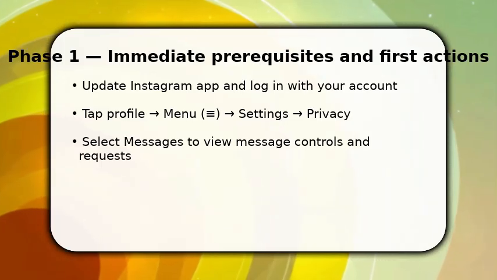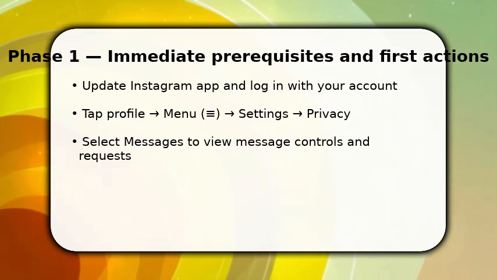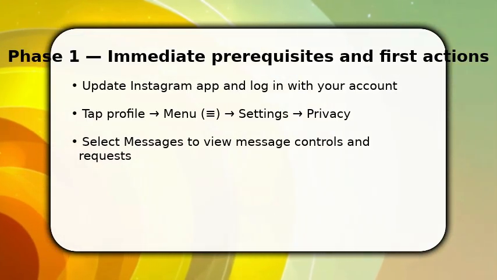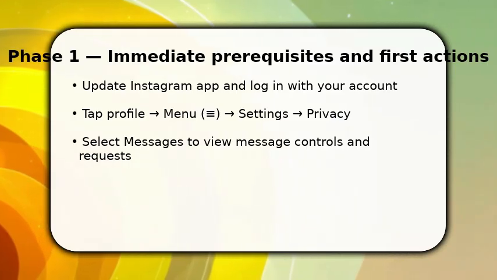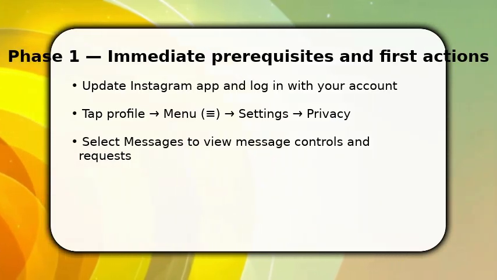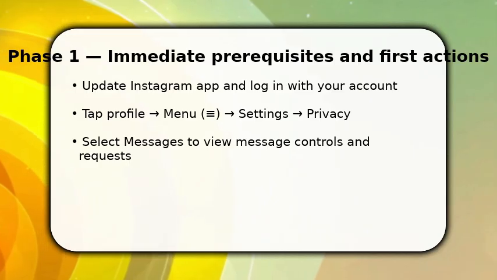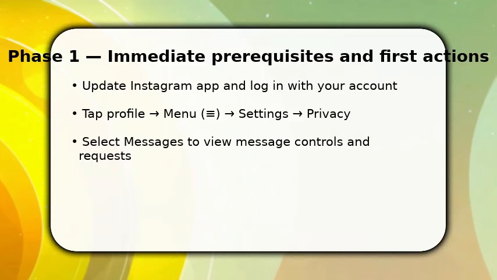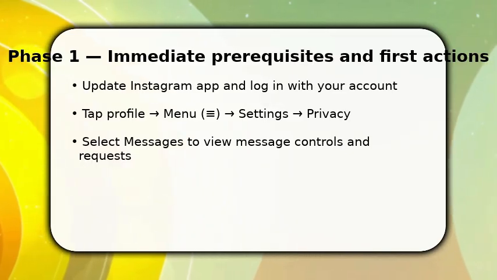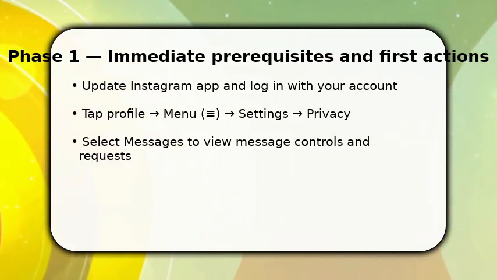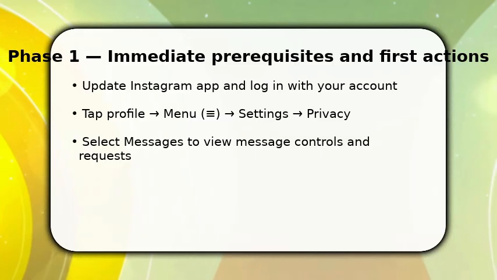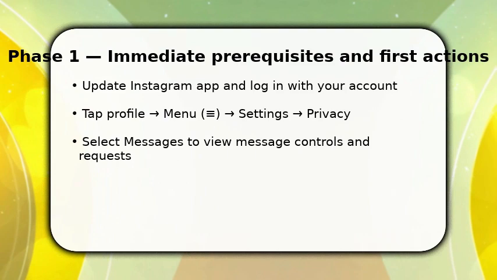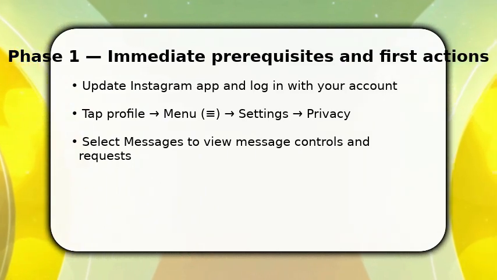You start by making sure the app is current and you're logged in because older versions hide controls. Next, tap your profile, then the menu icon, then Settings. This is where message privacy lives. Once done, open Privacy and choose Messages. This brings up who can message you, where requests land, and group settings. Do this now so you can change options immediately. It saves time and prevents unexpected message requests from strangers while you continue to the detailed steps.